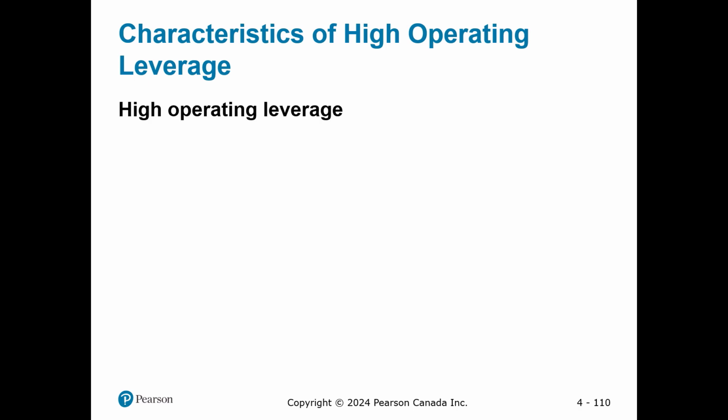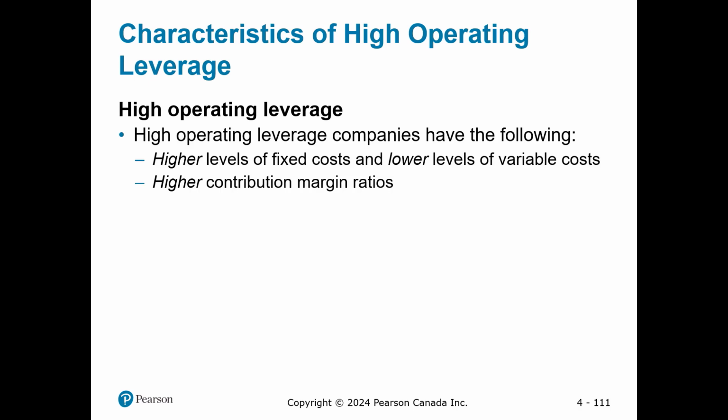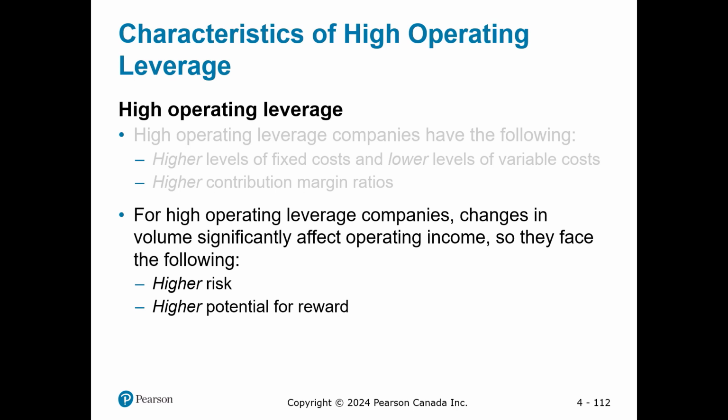Now, let's look at the characteristics of a high operating leverage. If we have a high operating leverage, these companies have higher levels of fixed costs and lower levels of variable costs. They also have higher contribution margin ratios. For high operating leverage companies, changes in the level of activity will significantly impact operating income. So they have higher risk. Now, higher risk of losses, but higher potential for rewards also.